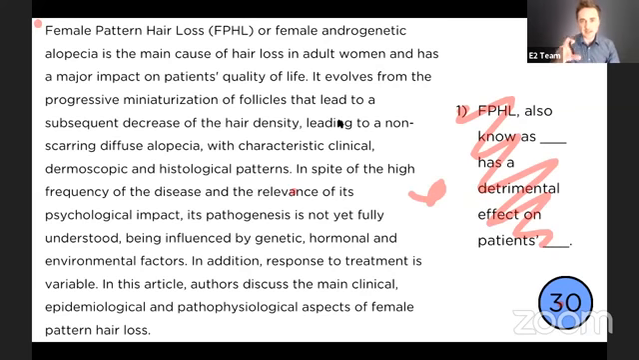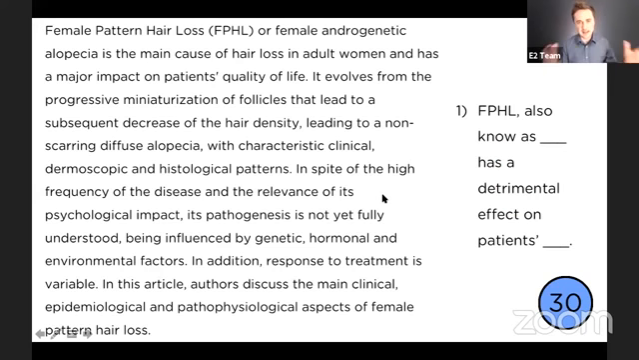Just a little question before you begin answering the questions. What is this text about? Please put into the chat what this text is about. What are you looking at? Yes, hair loss, women's hair loss, exactly. Well done. Good.